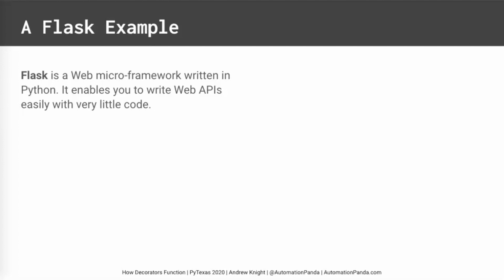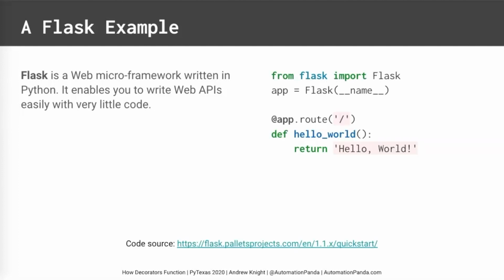Python packages also frequently contain decorators. That's why it's very important that you know how decorators function before you go consuming a whole bunch of really cool packages out there. For example, Flask is a very popular web micro-framework that enables you to write web APIs with very little Python code. Here's an example Hello World Flask app taken directly from the Flask docs online. It imports the Flask module, creates the app, and defines a single endpoint at the root path that returns the string hello world.